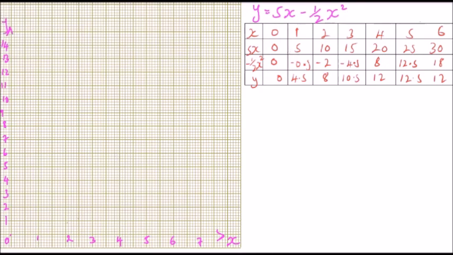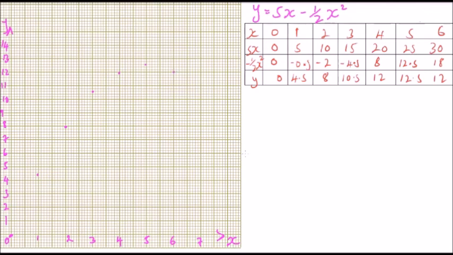And from the table, when x is 0, y is 0. So I'll have my point there. When x is 1, y is 4.5. So for 4.5, I'll put it there. When x is 2, y is 8. So 8 is there. Then when x is 3, it's 10.5. So 10.5, I'll put it there. Then when x is 4, y is 12. So that's where we have 12. When x is 5, it is 12.5. So that's where we have 12.5. When x is 6, y is 12. So we have our points.